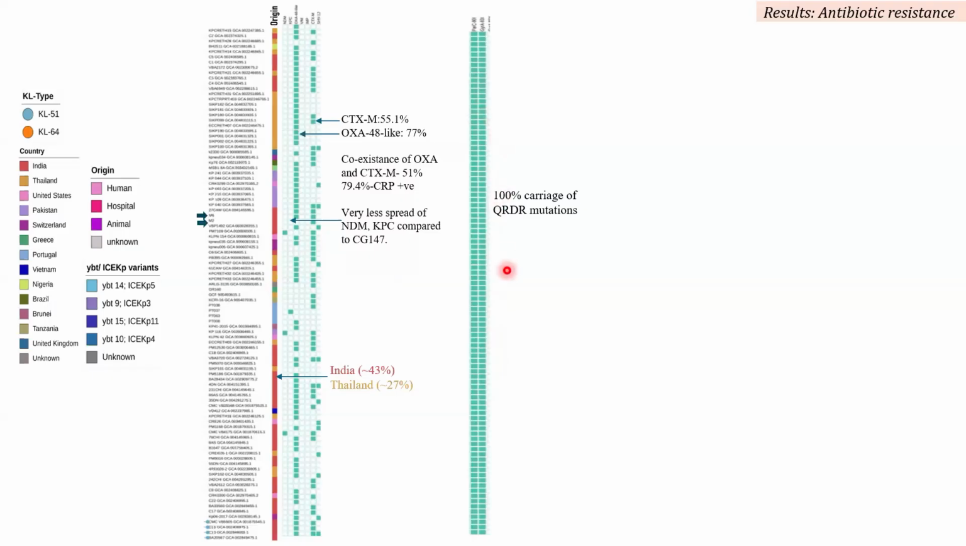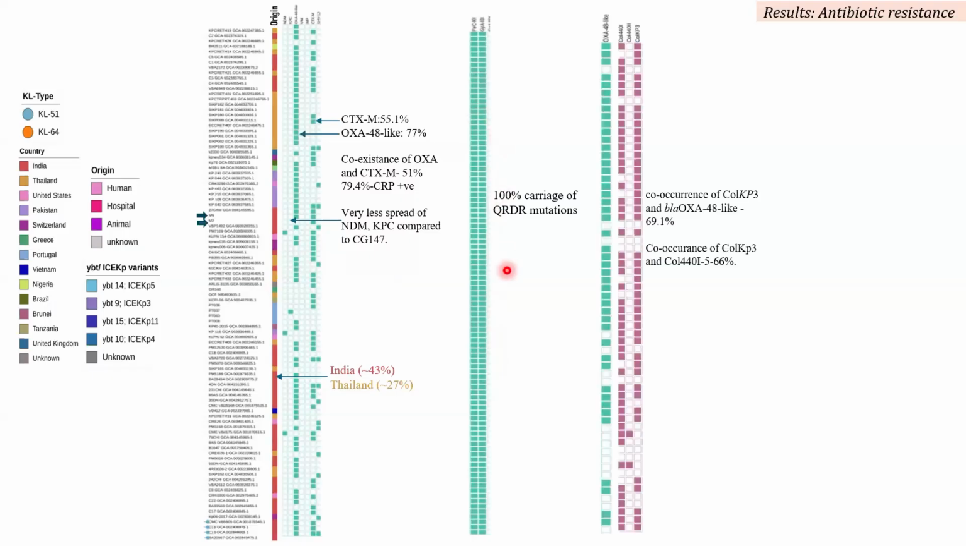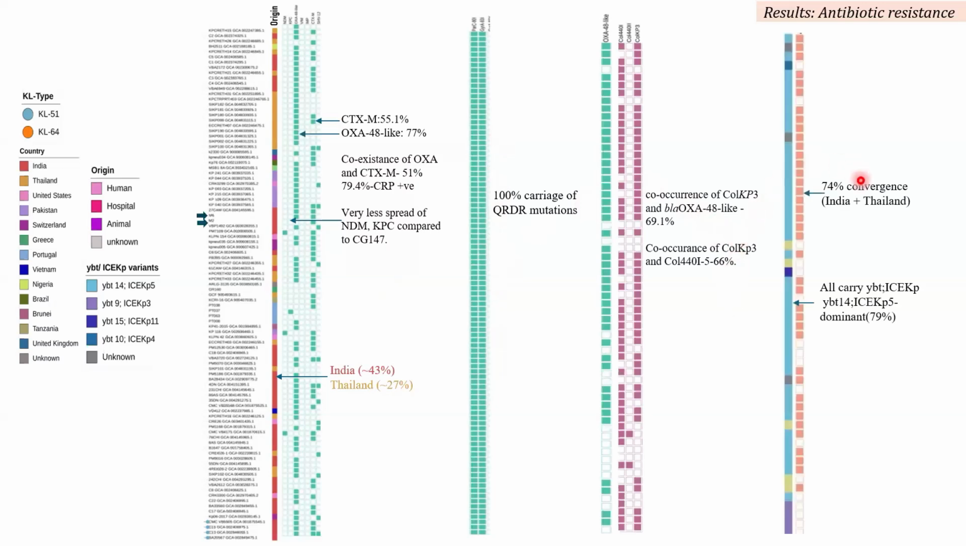All the strains have fluoroquinolone resistance, 100% carriage of QRDR mutations. There is co-occurrence of two different kinds of plasmids, ColKP and ColKP3, as mentioned over here. And surprisingly, the virulence plasmids were not found, but the virulence genes were found on resistant plasmids. So this shows that there is convergence, and 74% of these isolates are converged in India and Thailand.